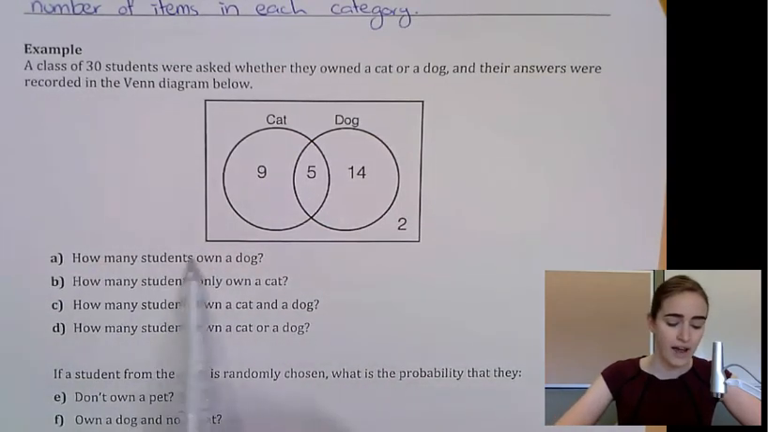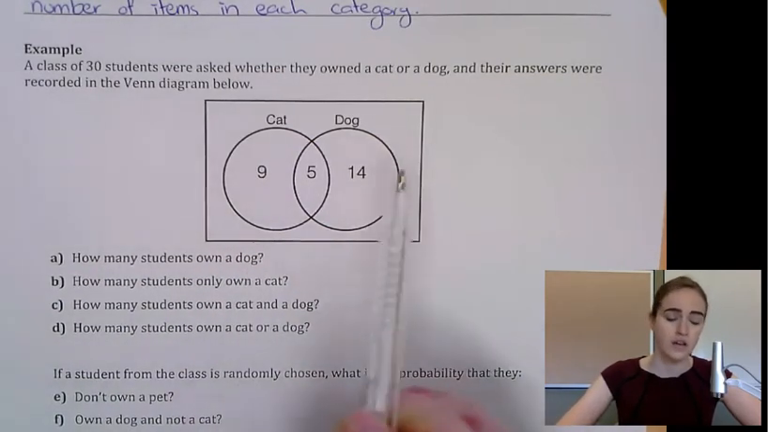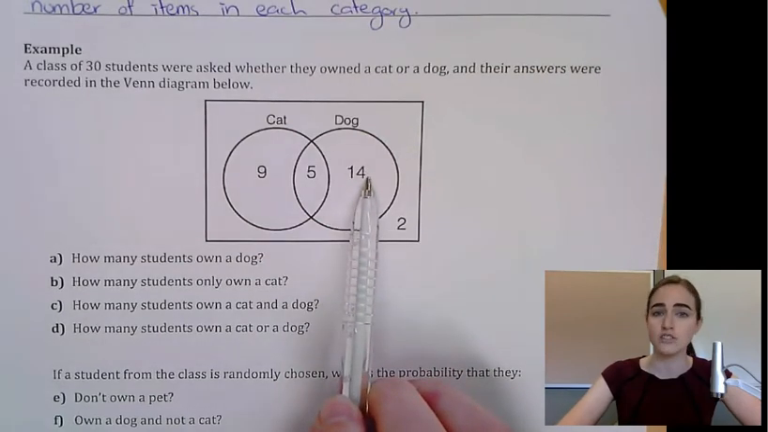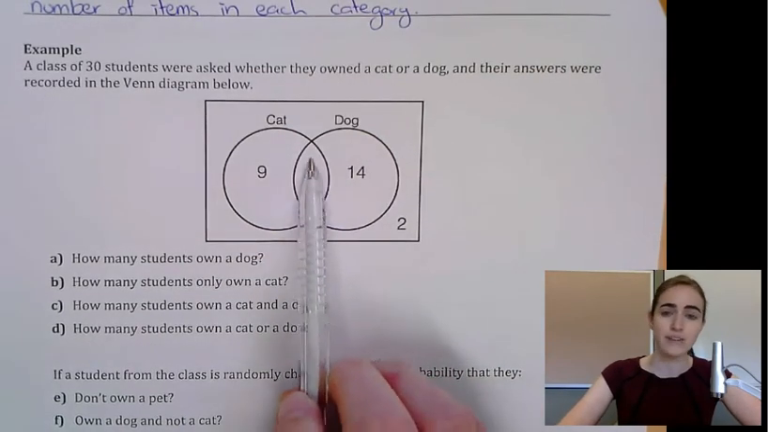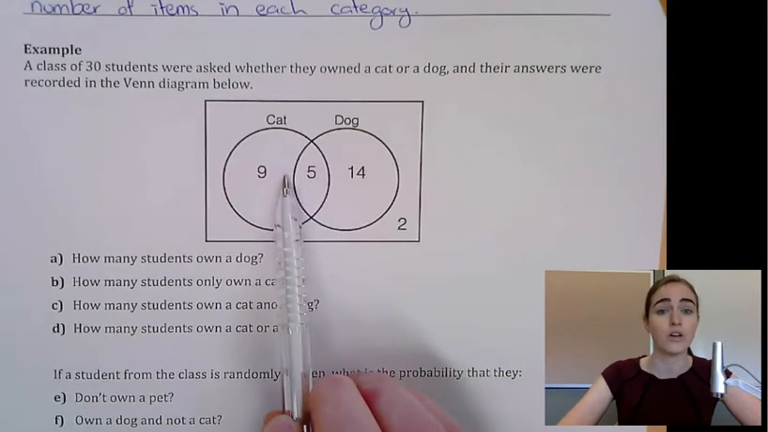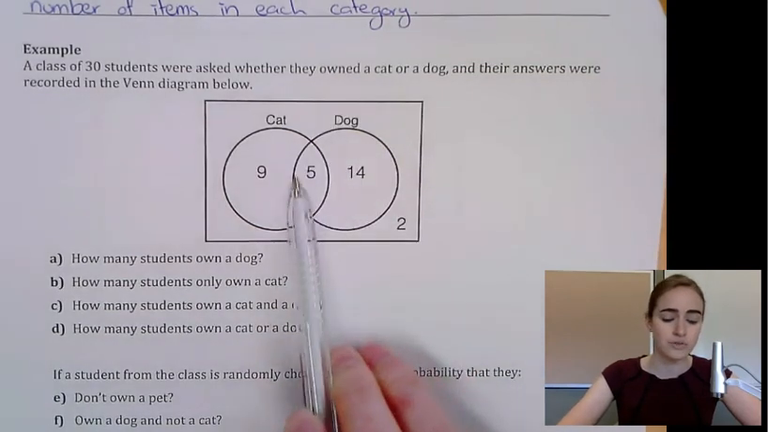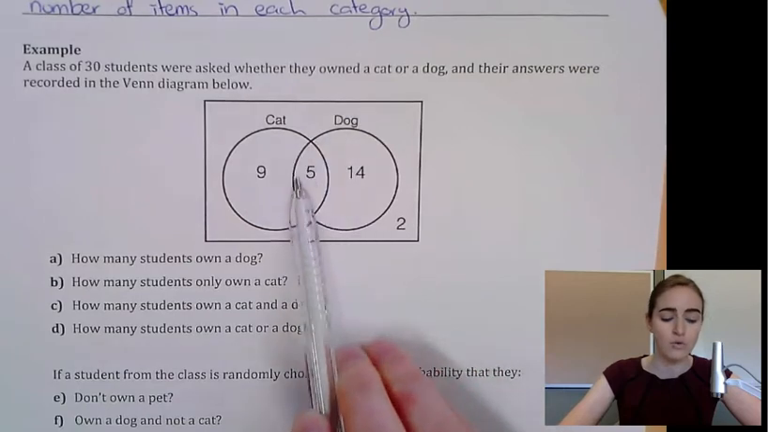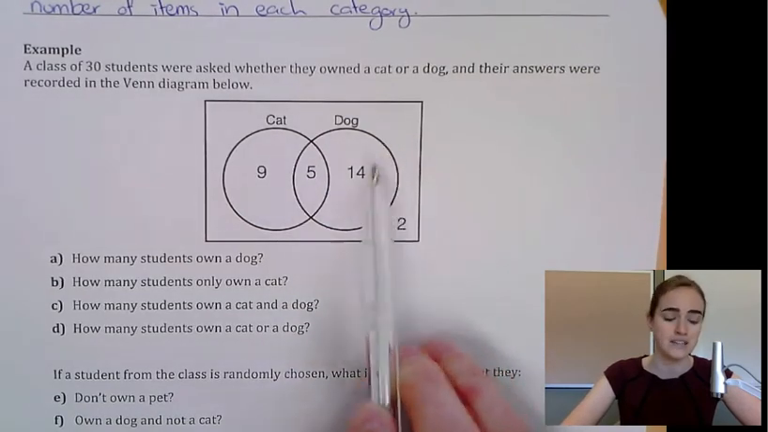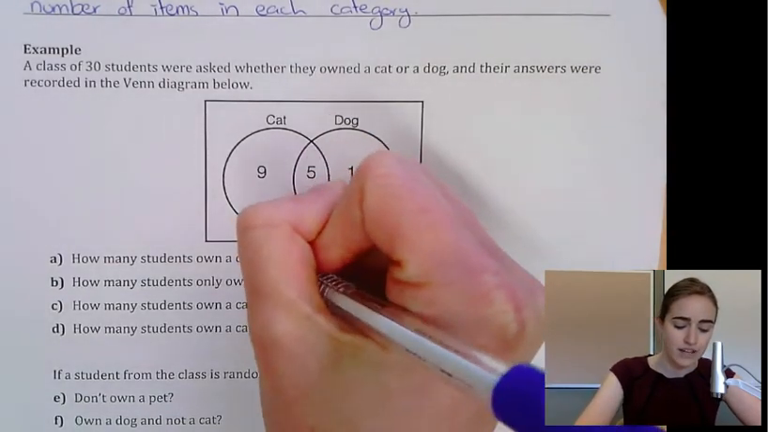If we were asked how many students own a dog, we do have these 14 people that just own a dog, but we also have these 5 people who own a dog and a cat. So the total number of people that own a dog is all of the numbers in that circle added together, which would give us a total of 19.